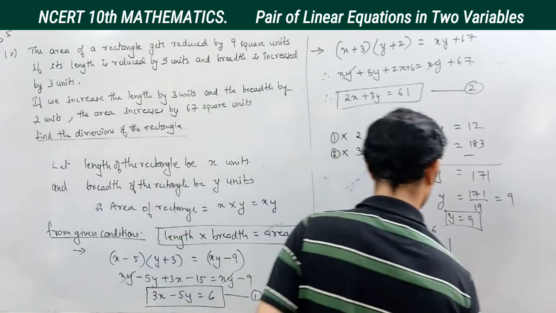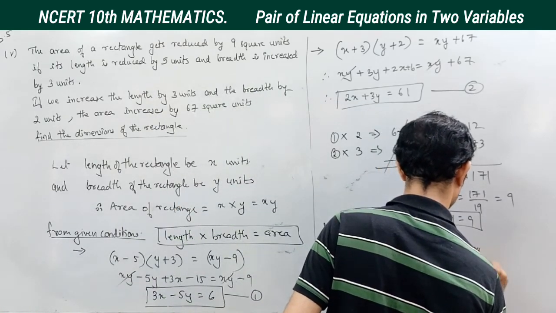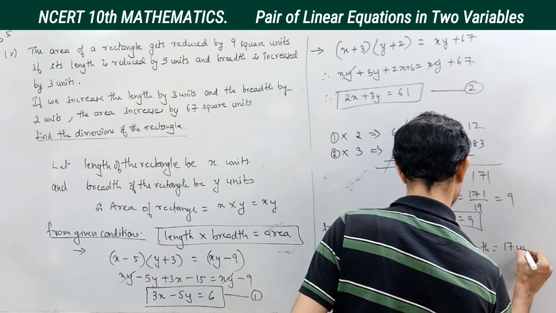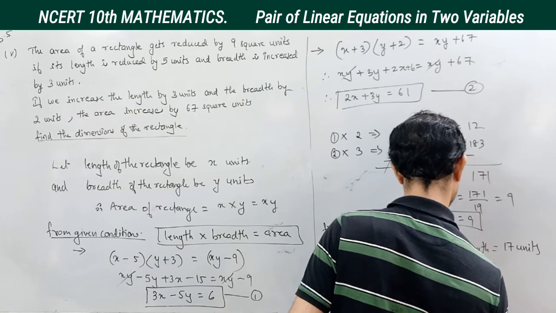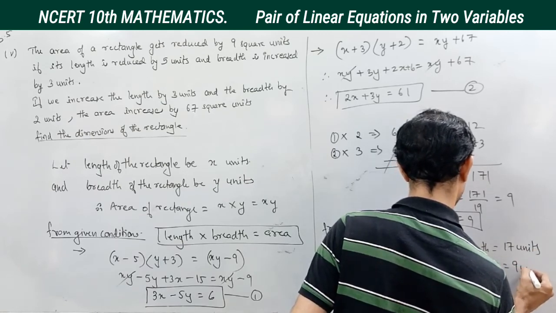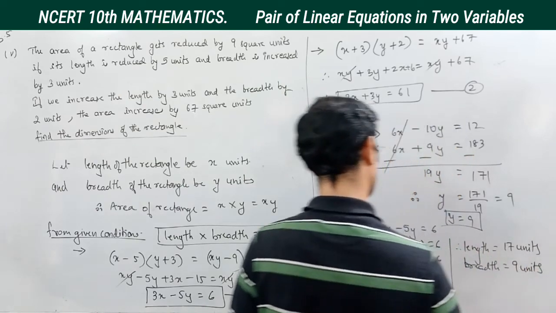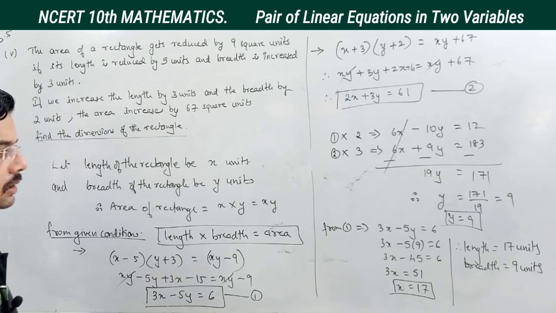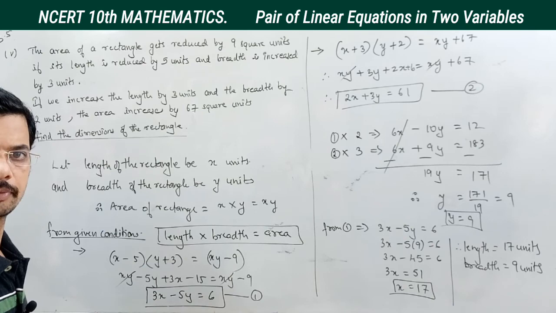Therefore the length of the rectangle is 17 units and the breadth is 9 units. So that is our problem. Hope you have understood the problem correctly. If you have not understood, or if you want any help from me, you can make a comment. Okay.